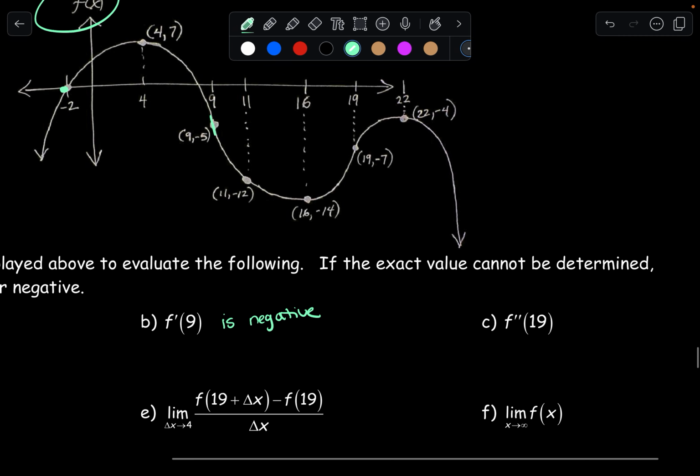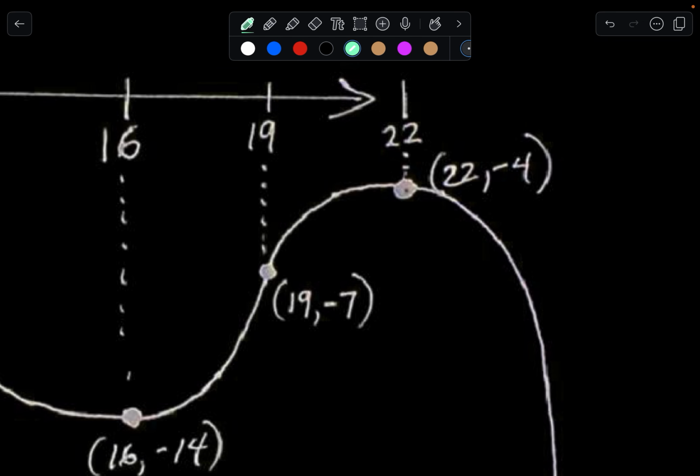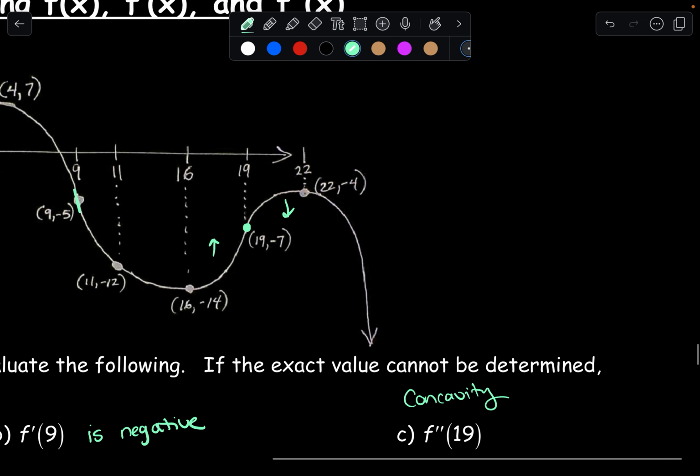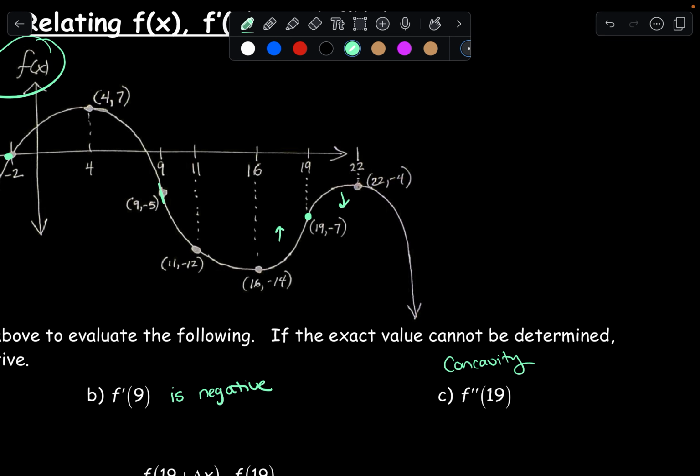All right, C is f double prime of 19, so this is going to be talking about concavity at that point. So I'm going to go to x equals 19. I can see that it is concave up on the left side of 19, and then concave down. So this is in fact a turning point for concavity for f of x. So f double prime of 19 is going to be equal to 0, because that is where the second derivative will be changing signs because of that concavity.